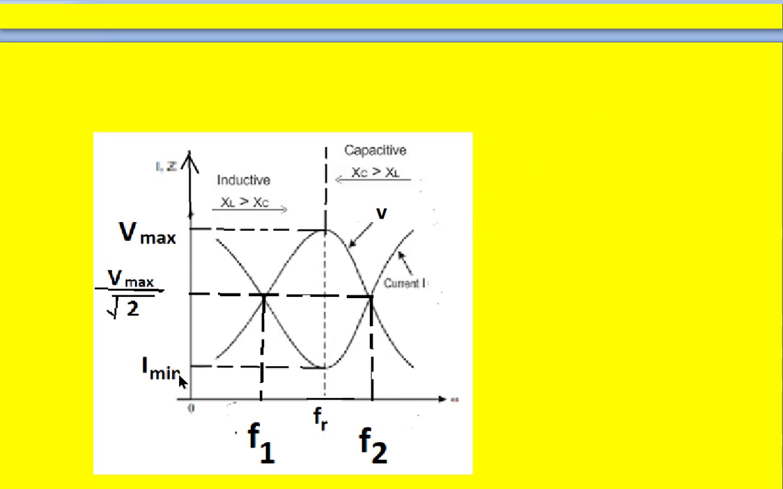Here this is the minimum current shown, and this is the maximum voltage Vmax, and this is the half power condition where the voltage becomes Vmax divided by root 2 and the corresponding frequencies are F1 and F2. And F2 minus F1 indicates the bandwidth of the circuit.